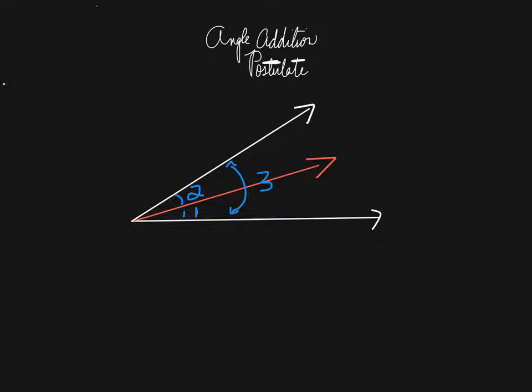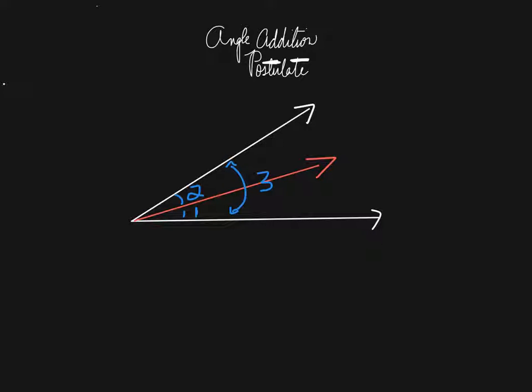So the angle addition postulate works almost exactly the same as the segment addition postulate, except that we're talking about angles rather than segments. In this case, the angle addition postulate basically states that for an angle 1, 2, and 3 as shown there, so as you can see, angle 2 is right here, angle 1 is right here. So if you add these two, you get the measure of the whole thing.